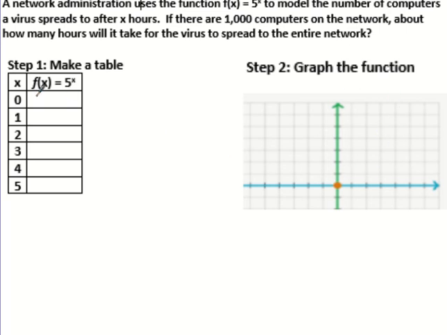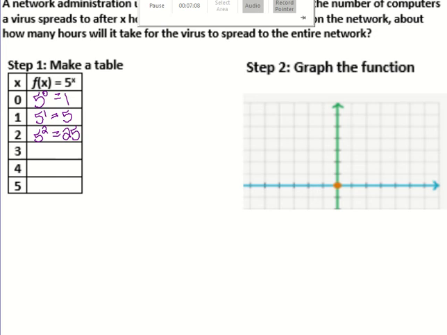So we are going to start with 5 raised to the 0 power. That gets us 1, right? An initial computer has been infected. 5 raised to the first power gets us 5. So that means 5 computers have now been infected in the first hour. 5 to the second power gets us 25. So 25 computers have been infected now in the second hour. So you can see how this is exponential, right? Because once 1 gets infected, that 1 infects 5 more. So you can see how it continues to grow and grow exponentially.